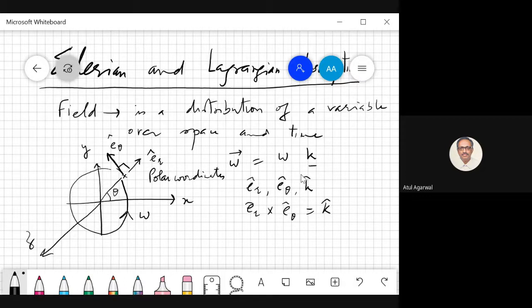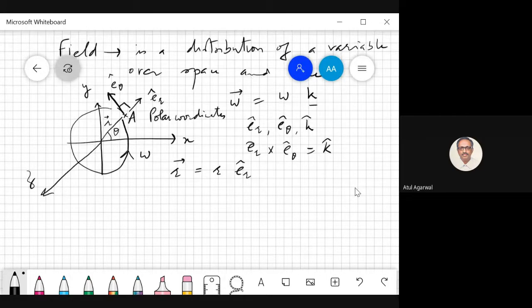Now what is the position vector of point A? Particle is at point A. This is a position vector. So the position vector becomes in this case R E R. The particle is going around in XY plane. So what is the velocity of the particle? Can somebody tell me? Velocity of particle.